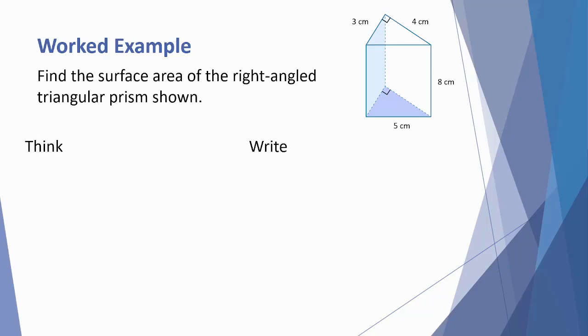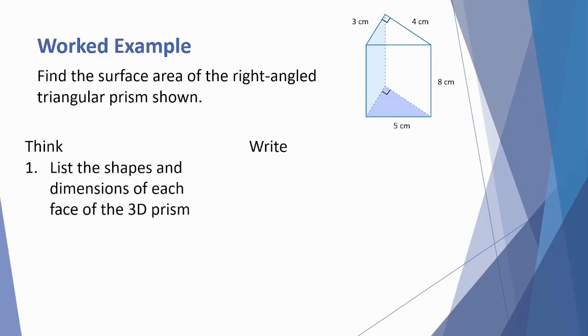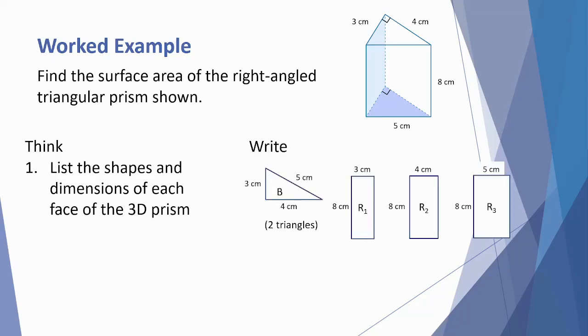First step, I think I need to list all of the shapes and the dimensions of each face of the 3D prism. So here I have drawn up all of the different faces. Now I have 2 identical triangles, one for the bottom, one for the top, and we'll label that B for base. And that's our 3, 4, 5 right angle triangle. So I've got 3 centimeters for the height, 4 centimeters for the base.